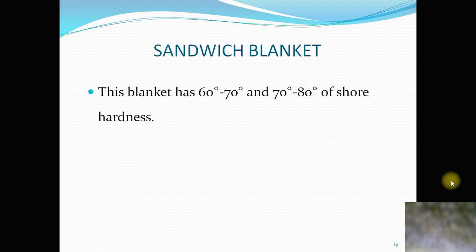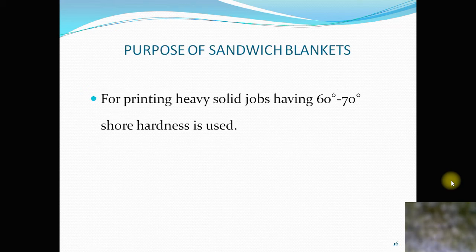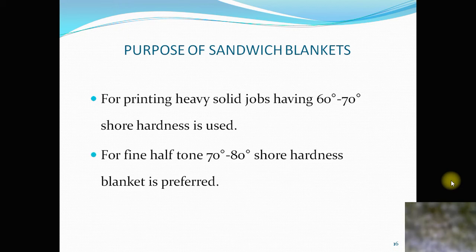Then sandwich blanket. The name itself is telling it is having 2 layers of a rubber blanket. This blanket has 60 degrees to 70 degrees and 70 degrees to 80 degrees of shore hardness. It may be grouped as sandwich blankets. For printing heavy solid jobs, 60 degrees to 70 degrees shore hardness is used. For fine half tones, 70 degrees to 80 degrees shore hardness blanket is preferred.